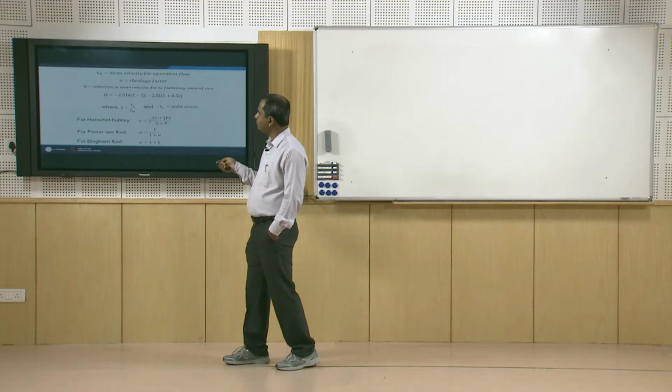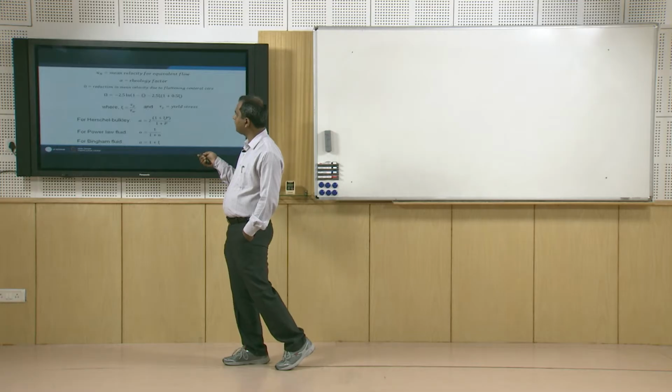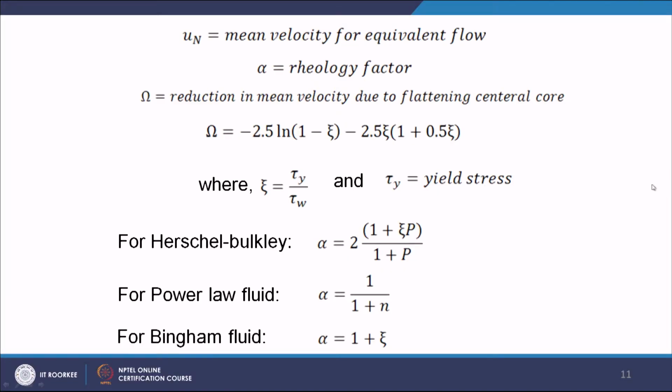So, gamma can be written as minus 2.5 ln of 1 minus zeta minus of 2.5 zeta into 1 minus 0.5 into zeta, where zeta is nothing but tau y by tau w. Tau y is once again the yield stress, which can be found out from the material properties. And for alpha, the rheological factors that Churchill has proposed for different fluids, Herschel-Bulkley, power law fluid and Bingham fluid, are different functions of zeta and the rheological parameters.